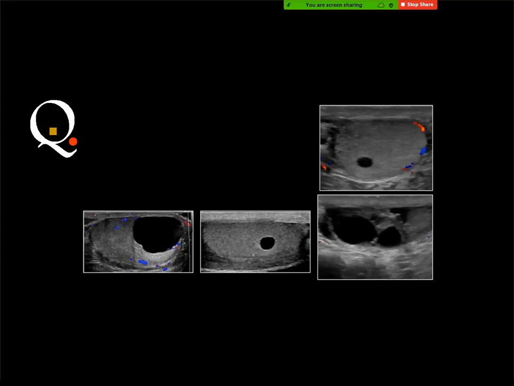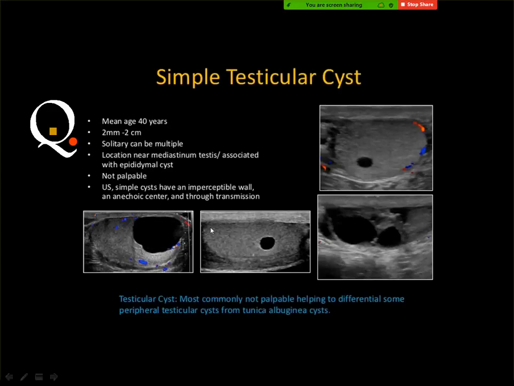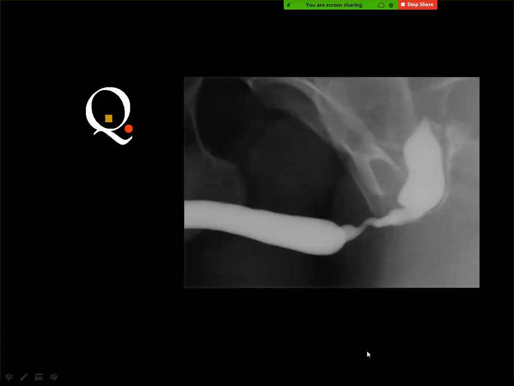Testicular cyst. Yes, testicular cyst, and these are different cases showing the same pathology, where you get an echolucent structure within the testicle, which most commonly represents a testicular cyst. And the cyst is of variable size. It may be in the range of 2 millimeters up to 2 centimeters. It can also be solitary or multiple.